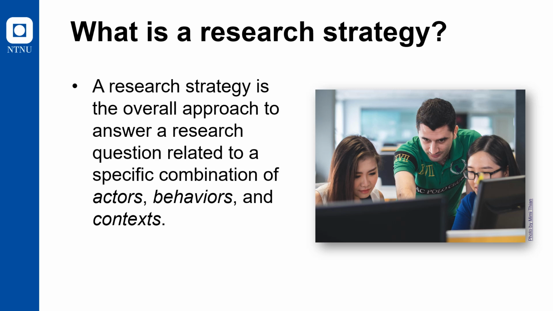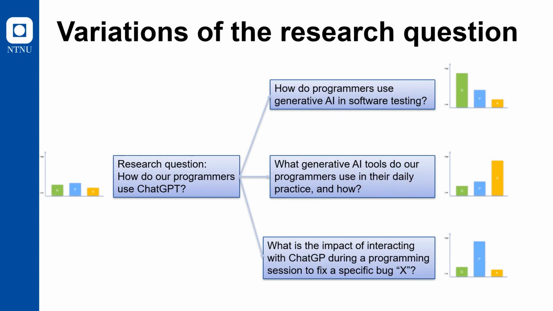In part 1, we also defined the research strategy as your overall approach as researcher to answer a research question. A research question and the strategy to answer it is always related to a specific combination of actors, behaviors, and contexts. In part 1, we used our example research question to demonstrate how you can analyze and fine-tune it with respect to the 3 dimensions of generalizability, realism, and precision.